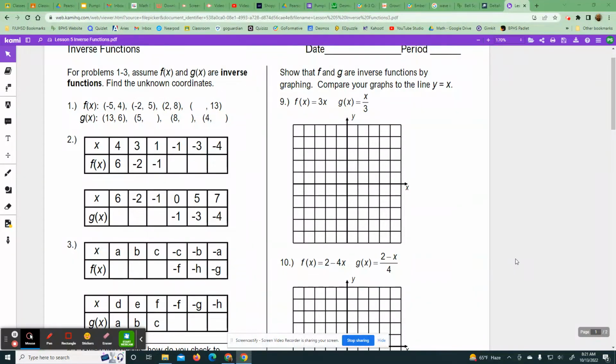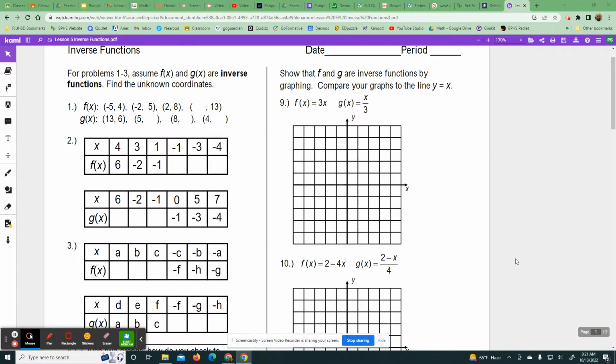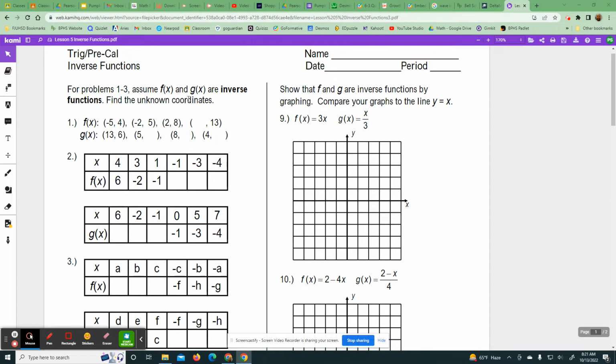All right, so we're looking at inverse functions. And remember, the characteristic for two inverse functions is that the y's and the x's are interchanged. So if you look here, you have f and g, and we are going to find the unknown coordinates, assuming that f and g are inverse functions.